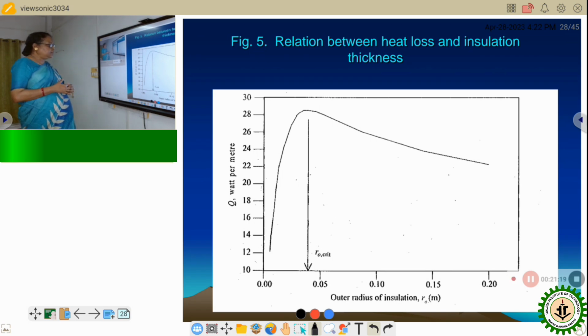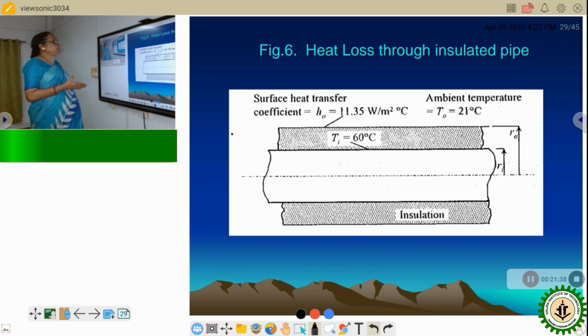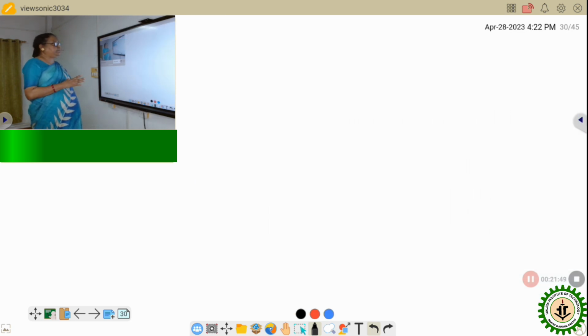This is the relation. If we increase the outer radius of the insulation on the x-axis, we find that the heat transfer loss first increases, goes to the maximum, then decreases gradually up to a certain limit. And this is the schematic diagram of the insulated pipe having the insulation outside the wall and the fluid flowing inside the pipe.